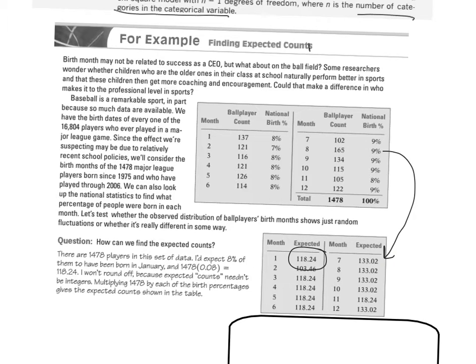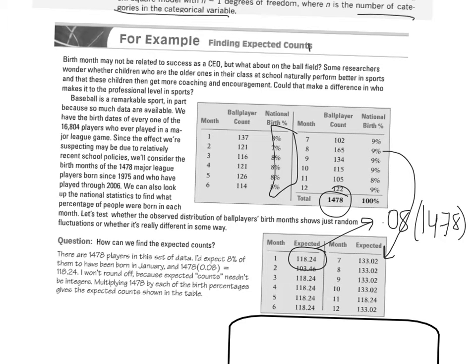Okay, so again, you can look at the ball player count and look at the month and all that. But the big thing to look at is the percent for the national. So they're saying that 8% of people are born in January, basically. So to figure out the expected values for those, basically the 118.24 they got because they took 0.08 and they actually multiplied it by the 1478, so 1,478. So notice that they're taking the total, not the individual counts, and multiplying it. I just wanted to clarify that for you.